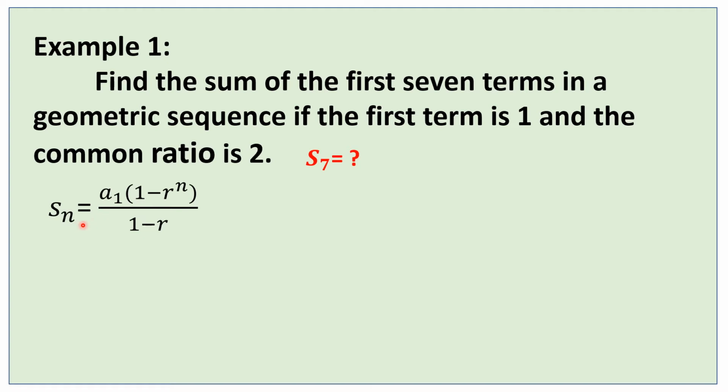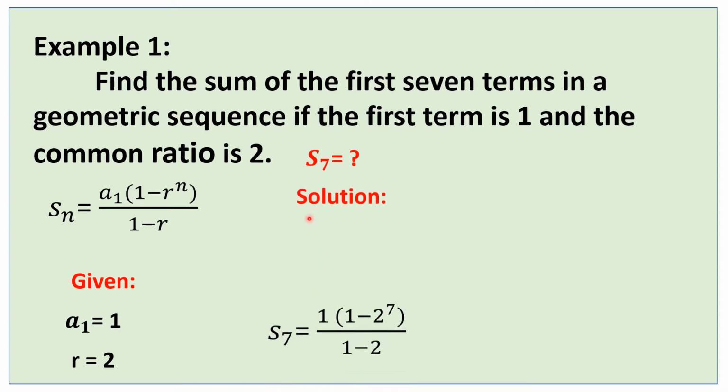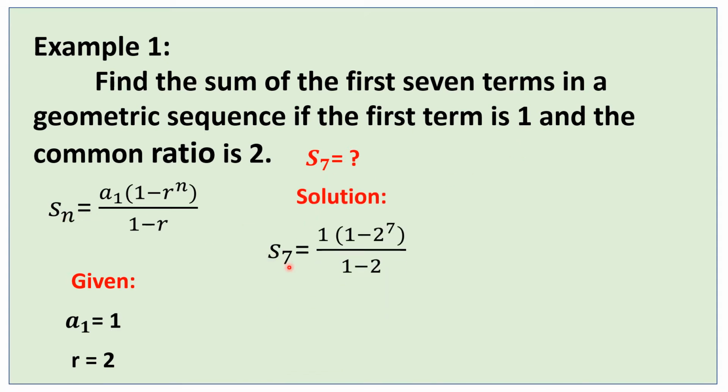So, the formula will be S sub n is equal to A sub 1 times the quantity of 1 minus r raised to n all over 1 minus r. So, ang given, yung ating first term, which is 1, yung common ratio is 2. Ito po. Okay? And then, substitute natin sa formula. So, n will become 7. Then, the first term will become 1. Then, times the quantity of 1 minus yung r natin is 2. Then, yung n natin is 7. All over 1 minus yung r natin is 2.